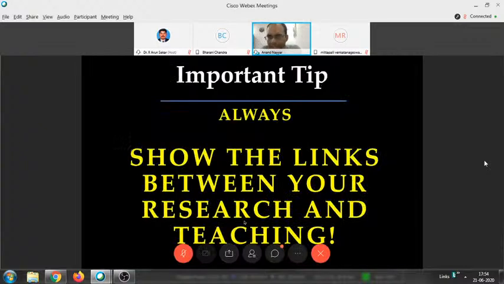So always show the links between your research and teaching. Like, I can give you my example: if I'm teaching a class of software engineering, I'm also publishing good papers in IEEE Access on how we can solve the testing problem, how we can solve the bug severity problem, what is bug bounty.